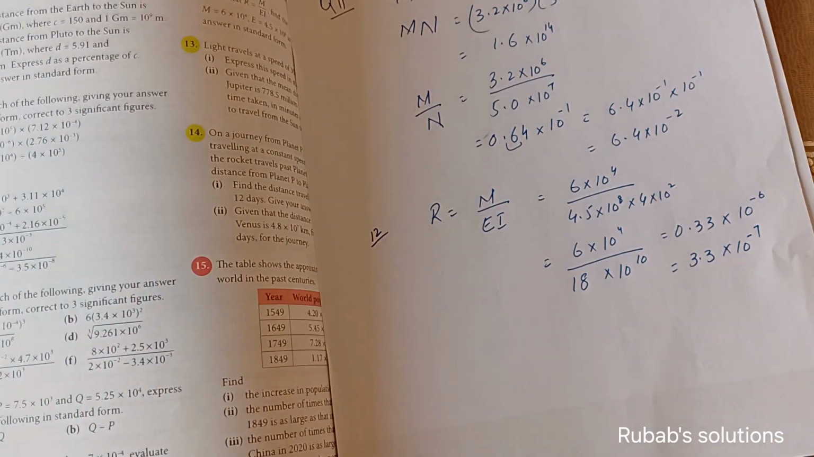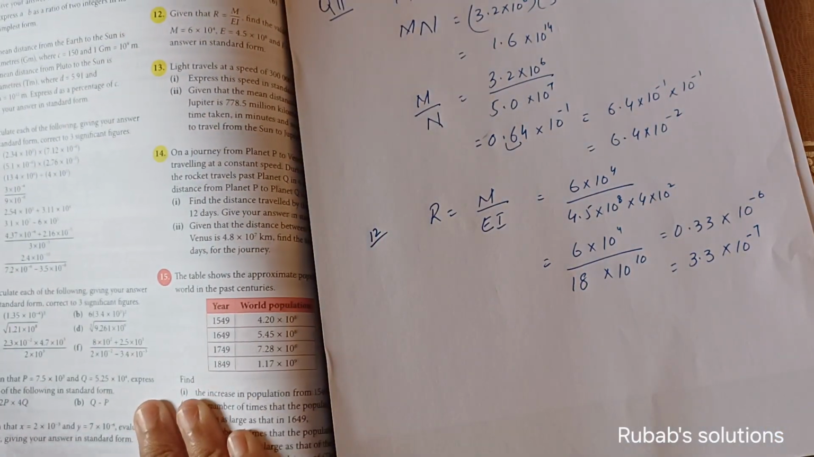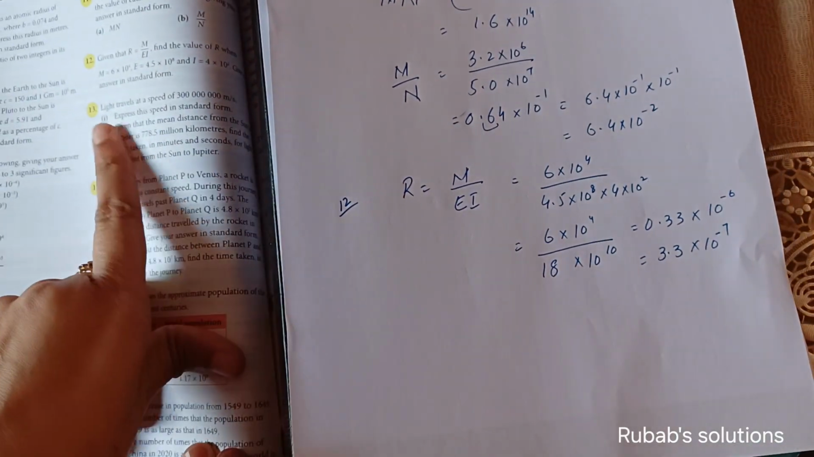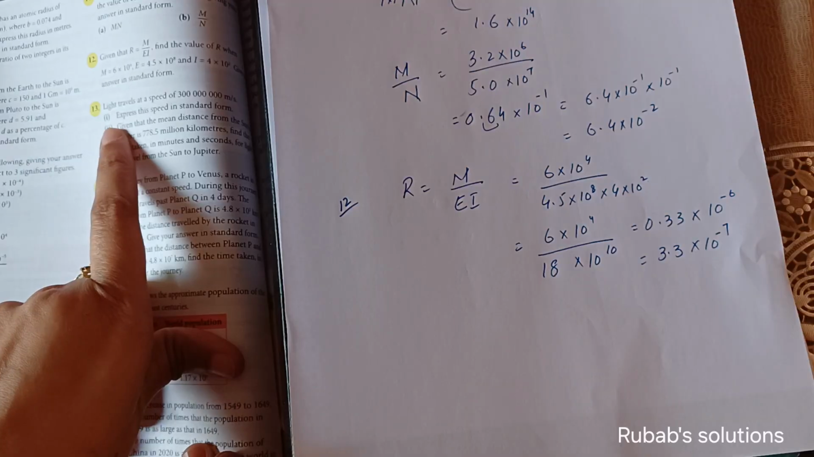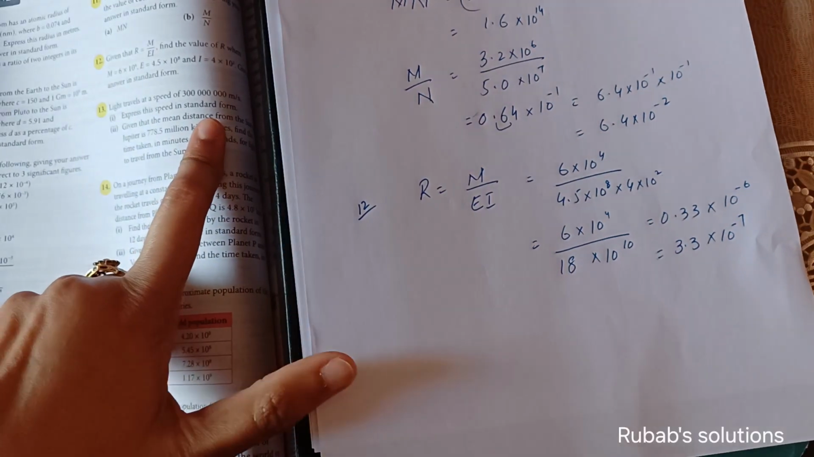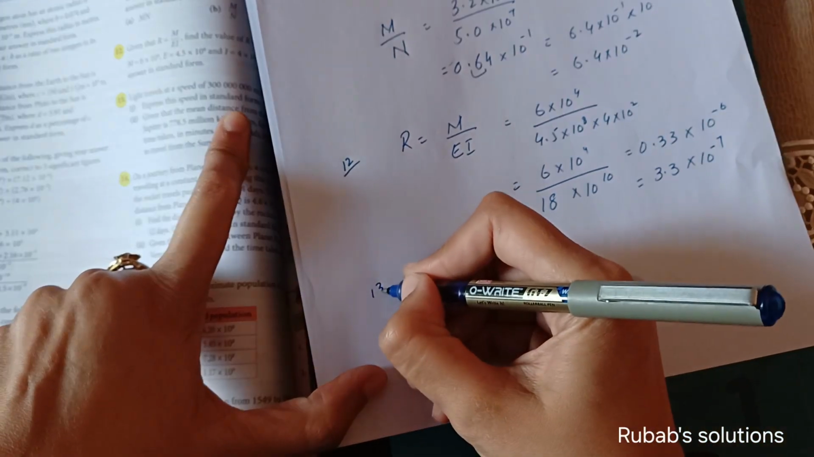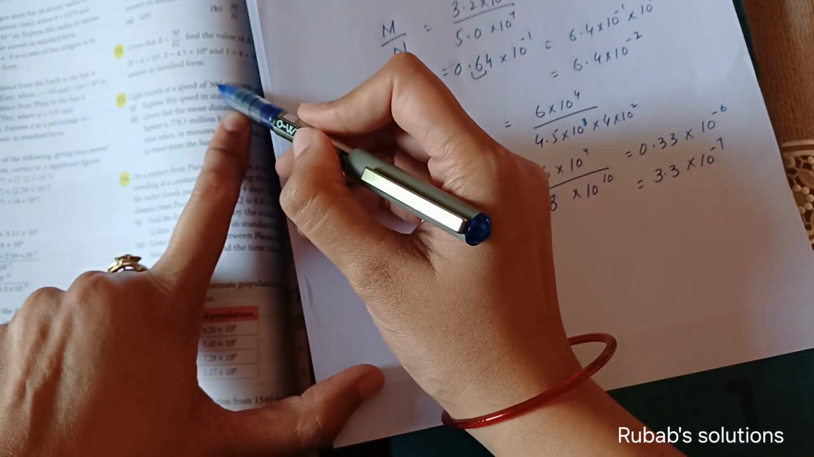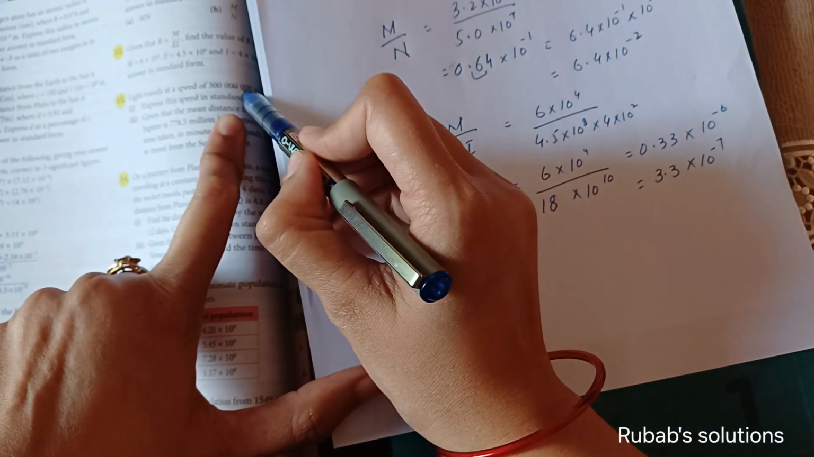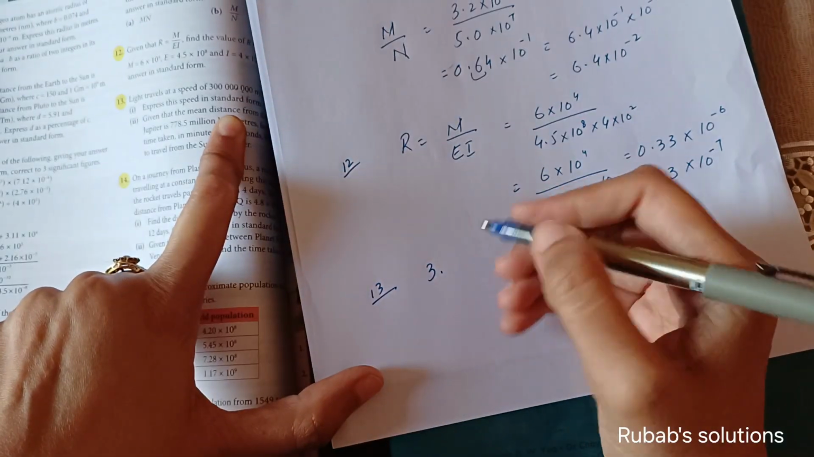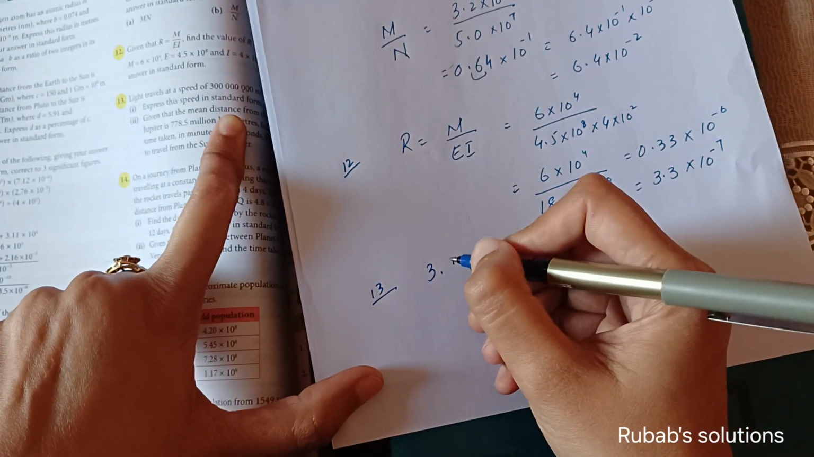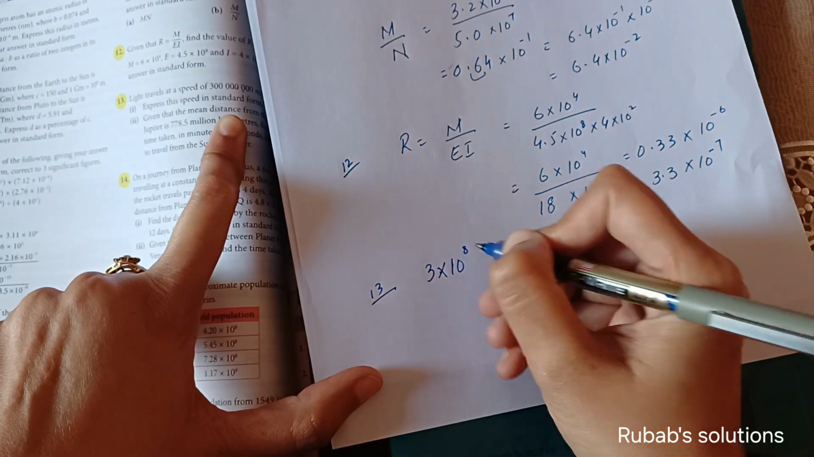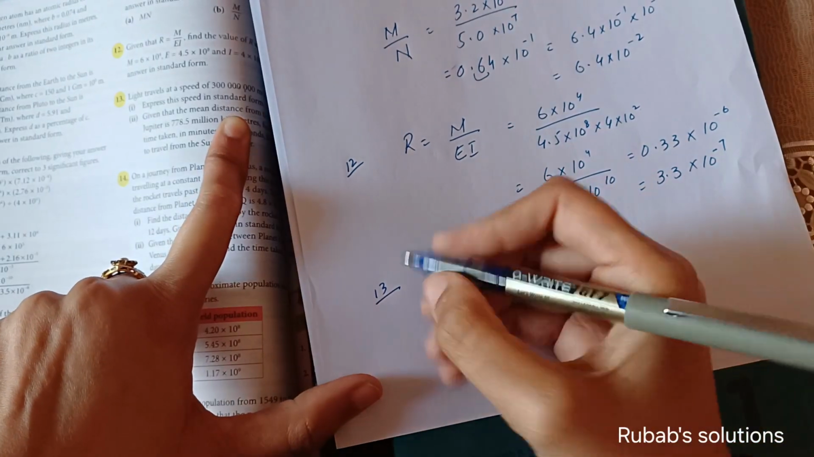Moving toward the next question, that is question number 13. Basically, I want to finish this exercise today. Light travels at a speed of this many meters per second. Express this speed in standard form. That is the easiest one. I'm directly writing down the answer. 1, 2, 3, 4, 5, 6, 7, 8. So 3 into 10 power, how many have I counted? 8 meters per second. This is part A.